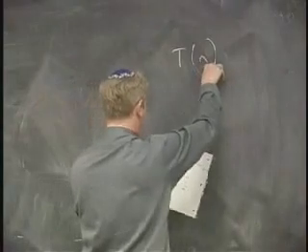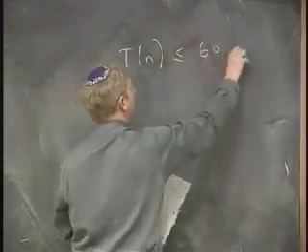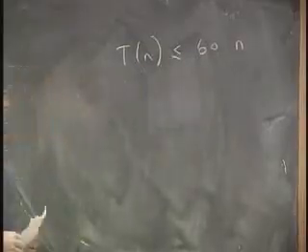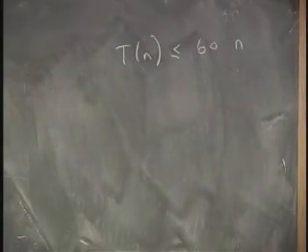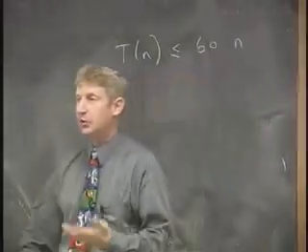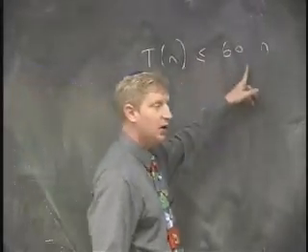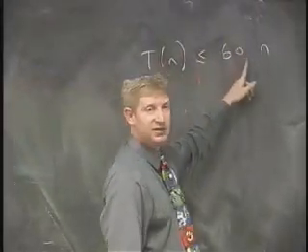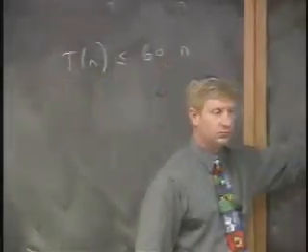So I'm going to make a wrong guess, just because I have no clue what this complexity is. I'm going to guess that T(n) is less than or equal to 60n. Don't ask me why I picked 60, because I picked it for no good reason. I just picked it. I'm hoping that this is less than something linear times n, so I picked a number, 60n. And I'm going to try to prove by induction that T(n) is less than or equal to 60n, assuming this is true.